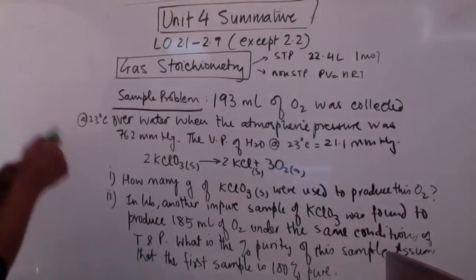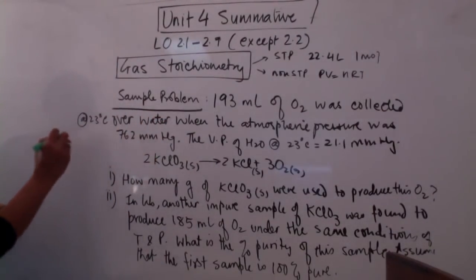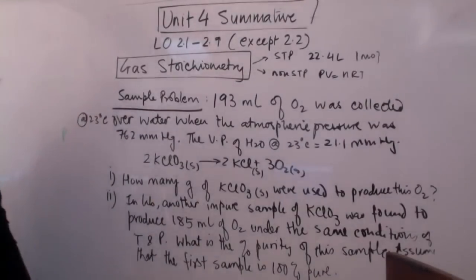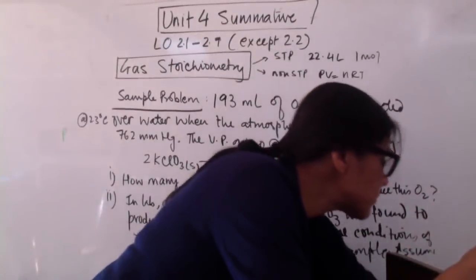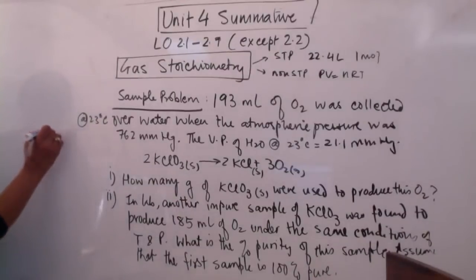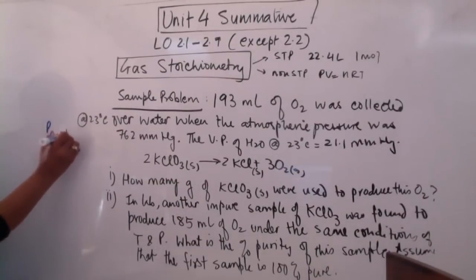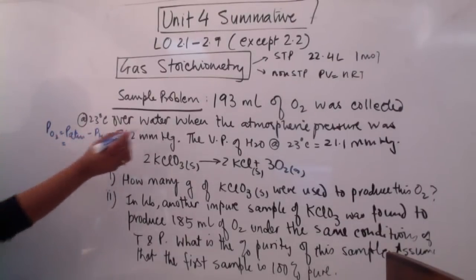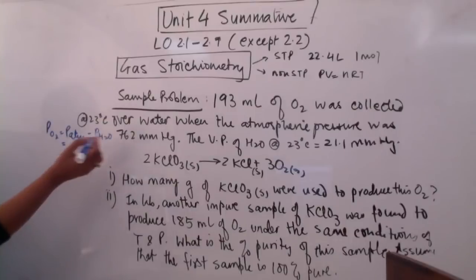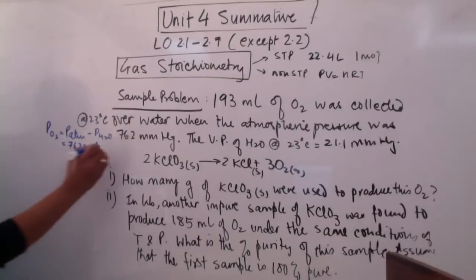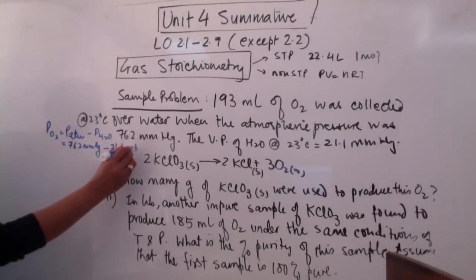Okay. So here, now what we do is, can you see green? Maybe not that well. Maybe I should use blue just to separate the process from here. So we will be using, first of all, we know P of oxygen is P atm minus P water. We have to subtract the water vapor pressure. So total pressure is 762 millimeters of mercury, and we subtract from here 21.1 millimeters of mercury.